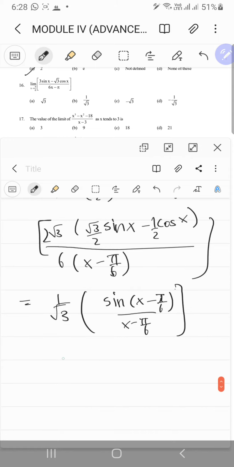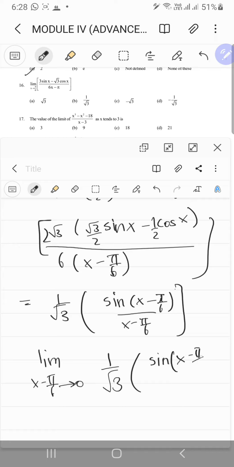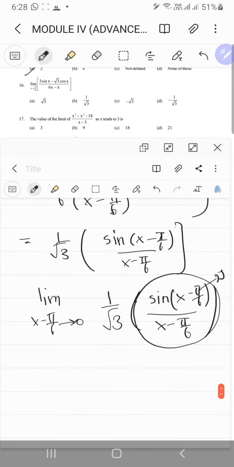Okay, so this is the limit as x minus pi by 6 approaches 0 of 1 by square root 3 sine of x minus pi by 6 upon x minus pi by 6. And we know this thing approaches 1. So this is just going to be 1 by square root of 3. That was easy. Next question.